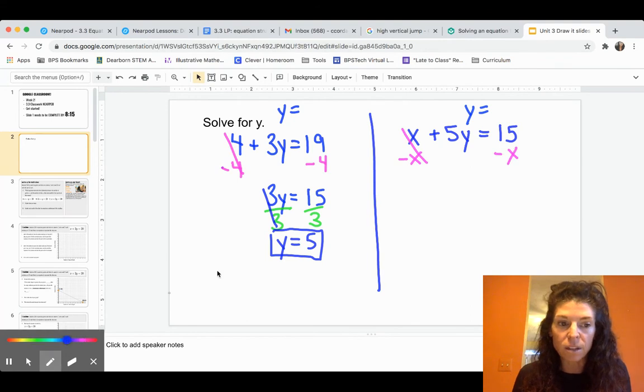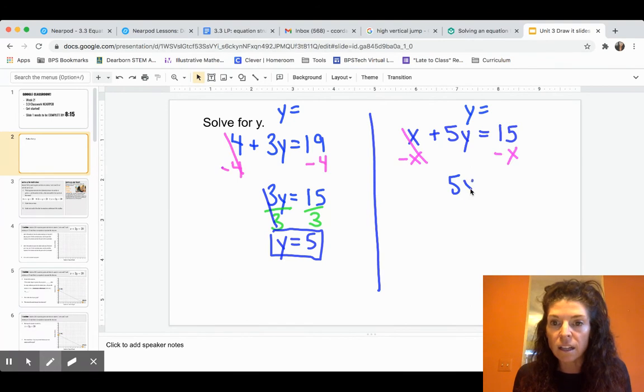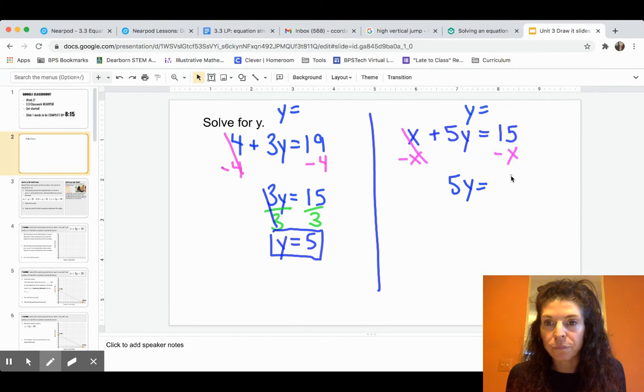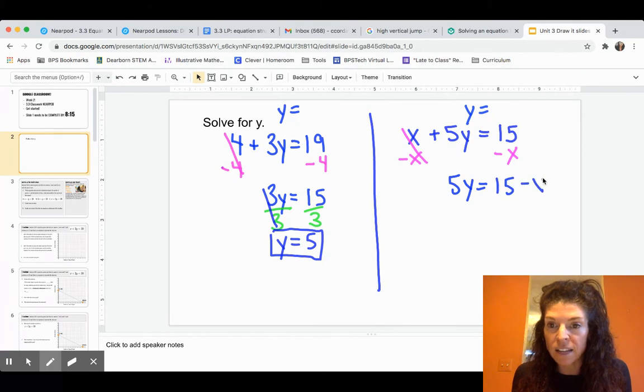So I'll be left with 5y equals, now on this side of the equal sign I have 15 minus x. These are not like terms. I cannot combine them. So really I'm just going to put them next to each other. I'm just going to have 15 minus x. I can't combine them. That's what I have left on that side of the equal sign.